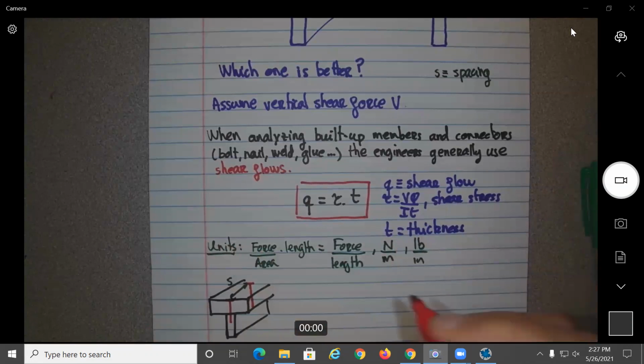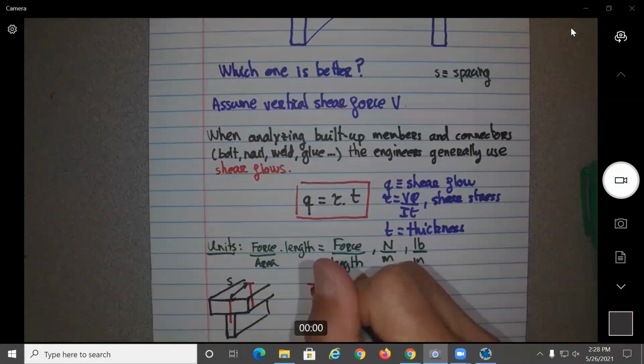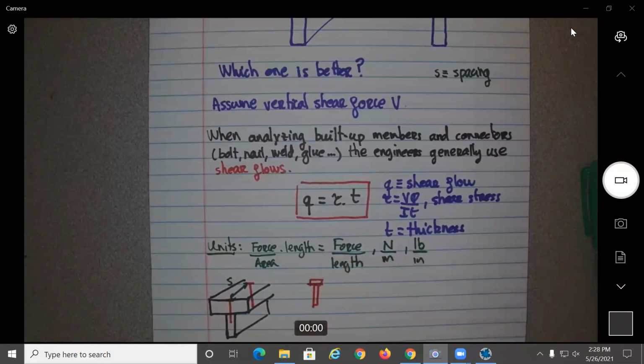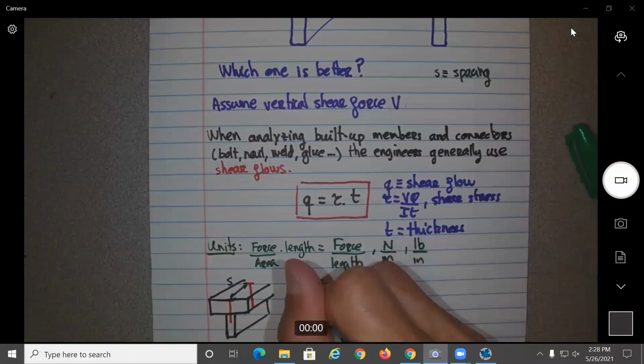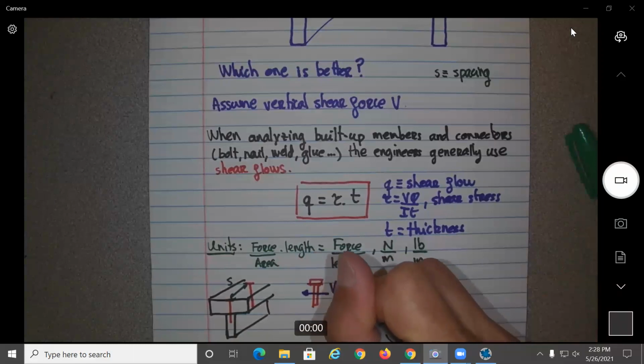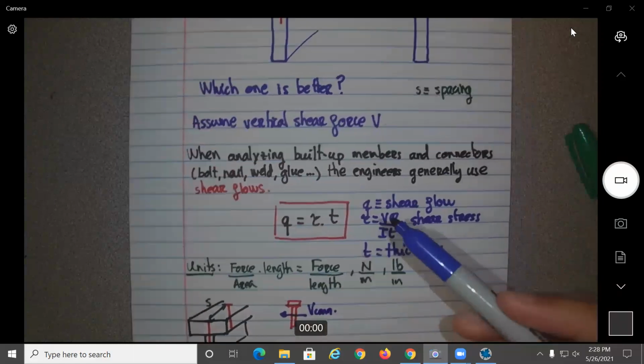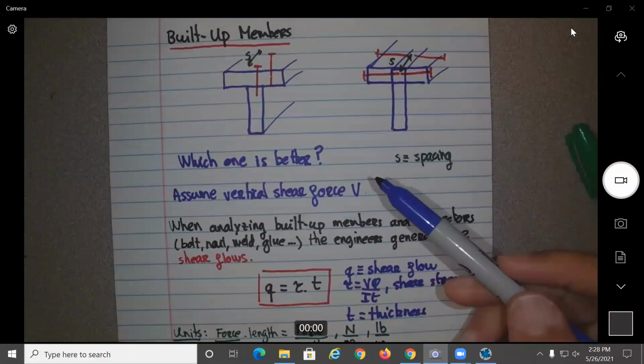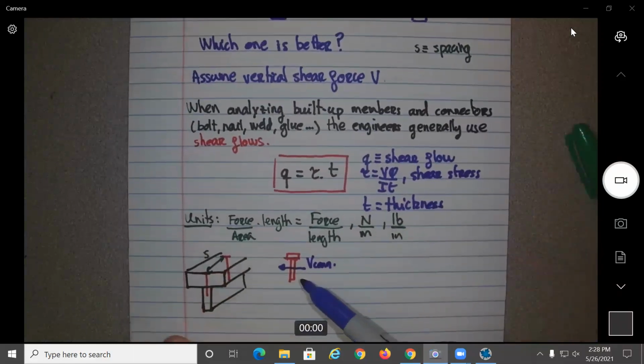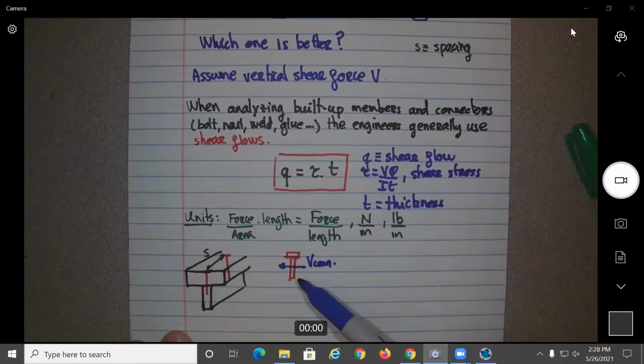And let's say that you know that for this connector, that can be a bolt, a nail, whatever you want, this one can resist a certain shear force. So this is the V of the connector. This is not the V applied to the structure, no? This is the total force that you need to apply to this member in order to break it.